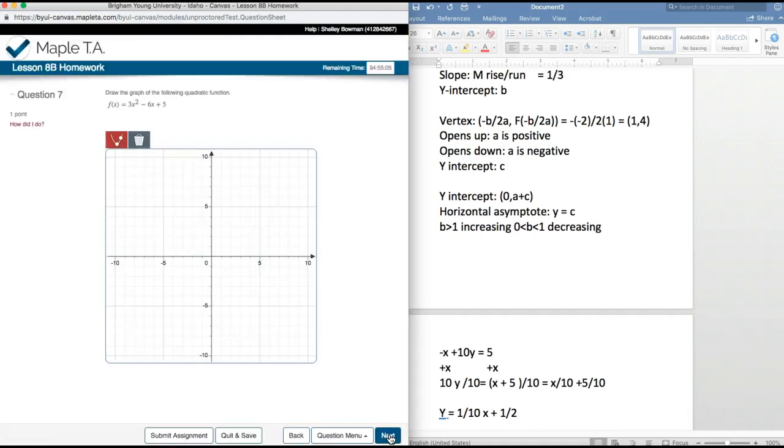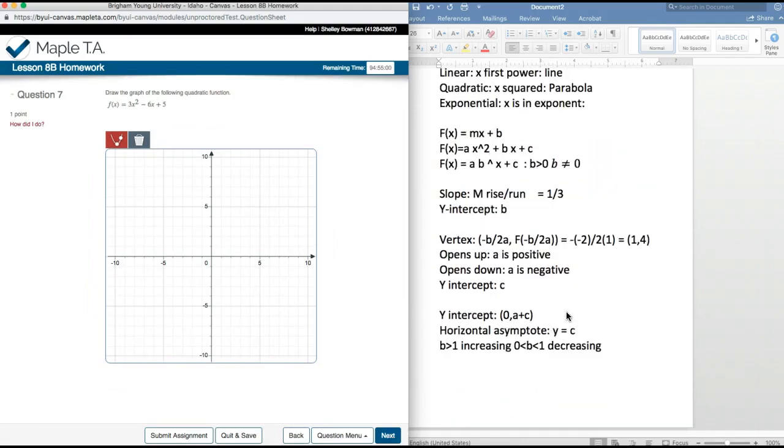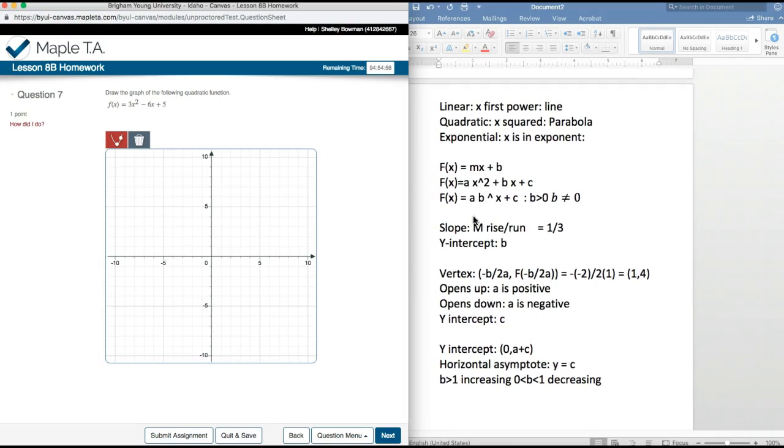Question number 7. Draw the graph of the following quadratic function. So we've drawn some quadratics before. We have lots of different options we can do. The first thing I'm going to do, Maple, I discovered previously, wants the vertex first, and then you can go through the y-intercept. If you do it the other direction, it gets kind of confusing. If you're graphing by hand, it really doesn't matter which one comes first.